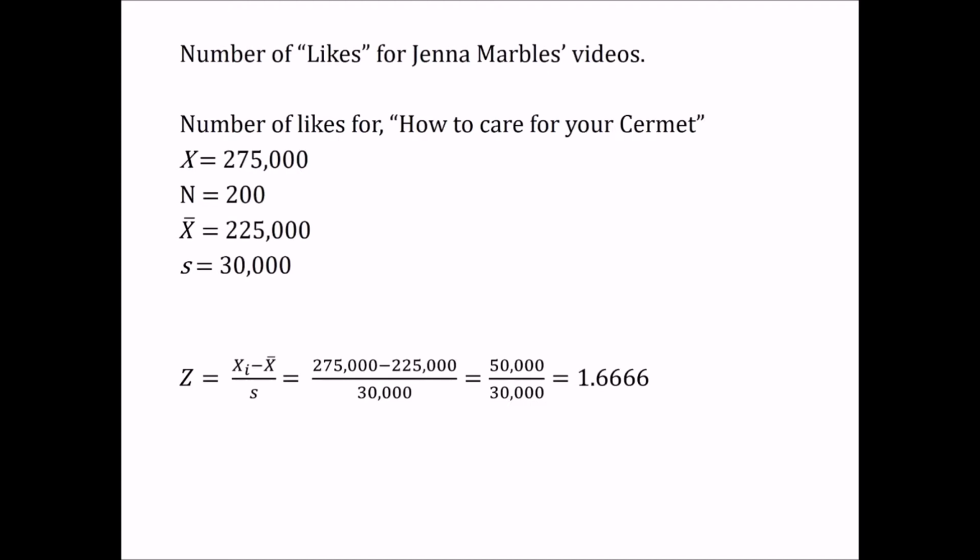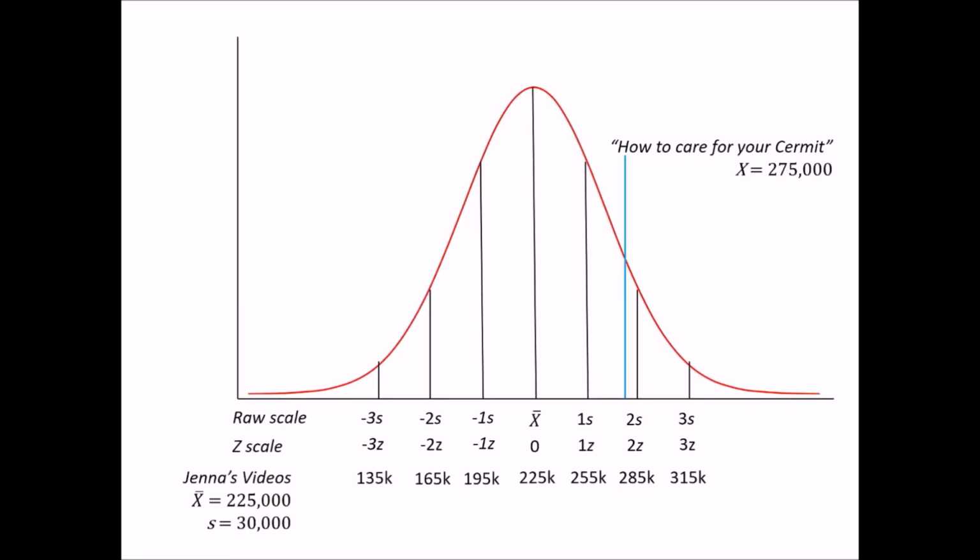This means that the video How to Care for Your CERMIT is 1.66 standard deviations away from the mean, or greater than the mean. Now let's take a look and compare that on the normal distribution. As you can see, the raw scores align with the mean and standard deviations for the other two scales. Except what we're doing here is we're taking this particular scale and getting the mean of 225,000 and then identifying the standard deviations there. So our mean for Jenna Marble's video, which is 225,000 likes with a standard deviation of 30 likes, corresponds with a z-score of 0 and a standard deviation of 1.